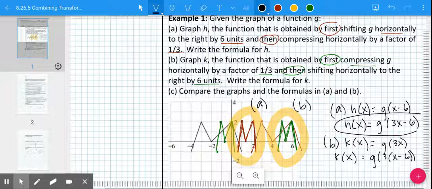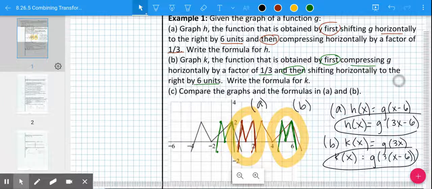So again, the 6 is the more inside transformation, but because it's inside, that's actually the last thing that I do. Well, because one of these has a 3 factored out and one does not, it ends up with different types of shifts. We call one of these a phase shift and we call one of these a horizontal shift. And this will be very important for our trig functions that we graph.